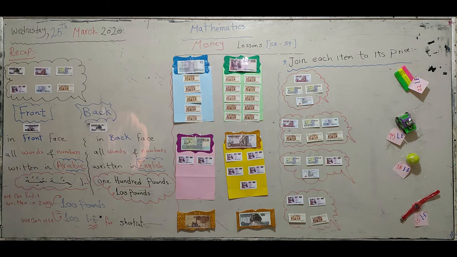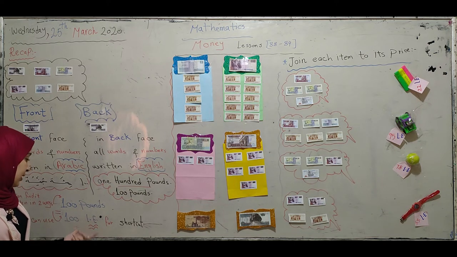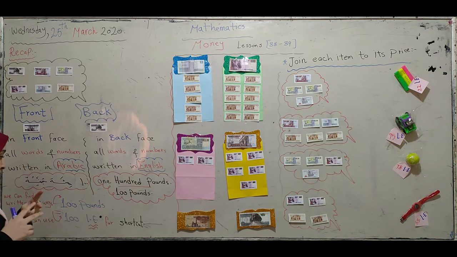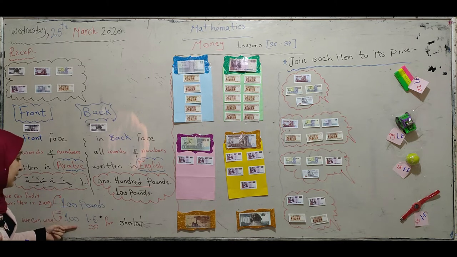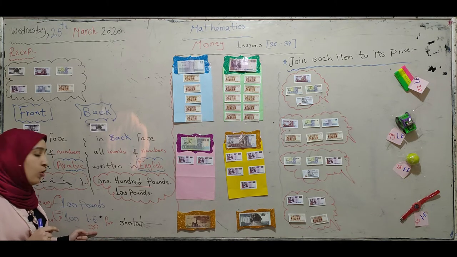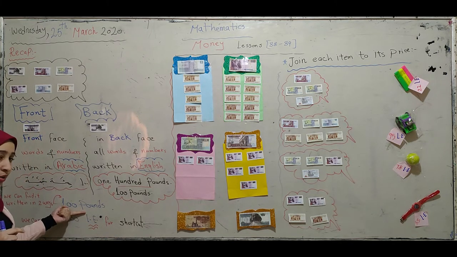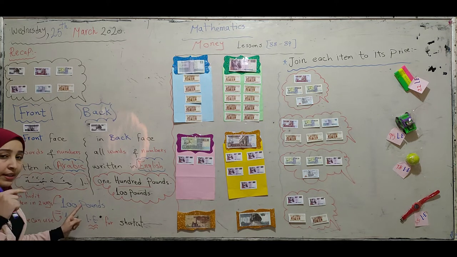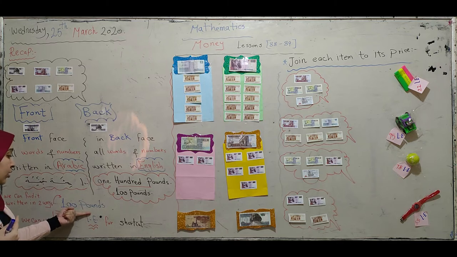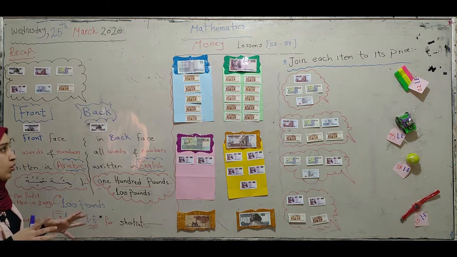We can find it written in 2 ways: 100 pounds or 100 L.E. What about this? We can call it and name it. This is equal to 100 pounds, and this 100 L.E. is a shortcut, and we call it pound also. So this is 100 pounds, and this is 100 pounds. We can't say L.E., but we call both 100 pounds. They are the same meaning.